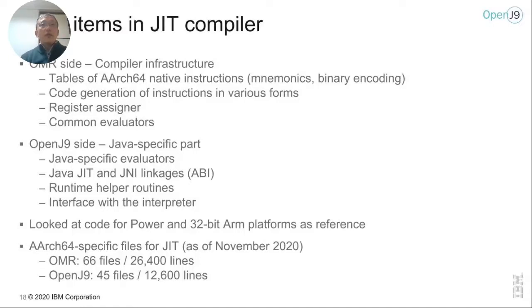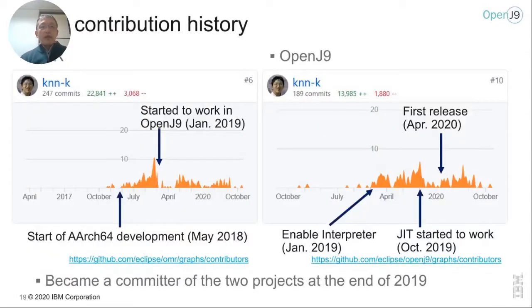Going to the next page. This page shows the history of my code contribution to the two projects. On the left side is OMR. I started working with the compiler code in the OMR side in May 2018 and worked hard toward the end of the year. Then I switched to the OpenJ9 project in early 2019.